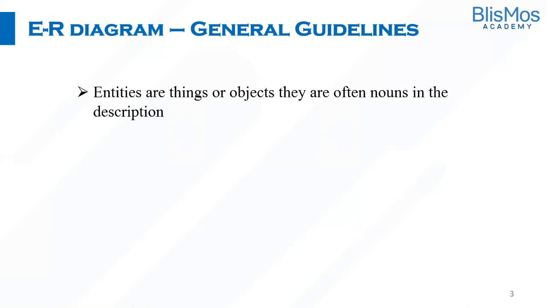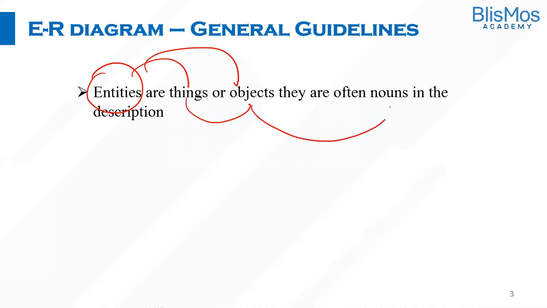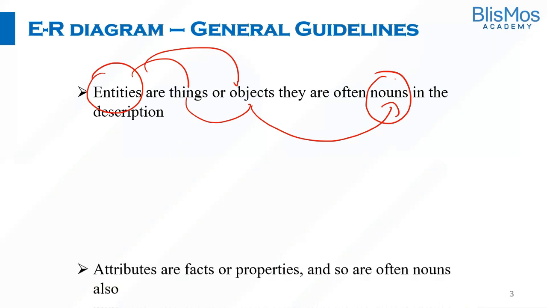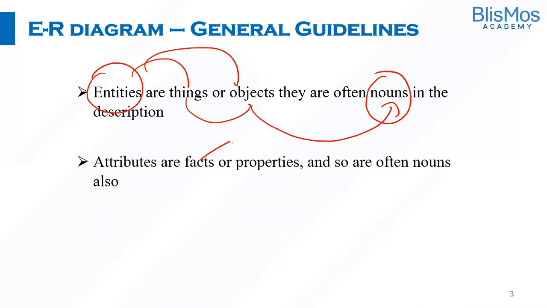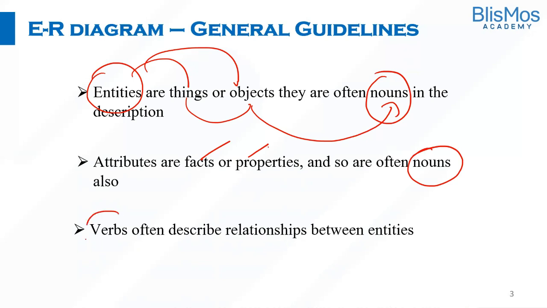When we are trying to draw or develop an ER diagram, we can follow some general guidelines. When you are reviewing the requirements, usually entities are things or objects. So things or objects are always described by nouns. Coming to the attributes, attributes are facts or properties, and sometimes they can be nouns as well. When it comes to the relationships, verbs are the ones which describe the relationship between the entities. So you have to pay attention to nouns and verbs as a part of your requirement.